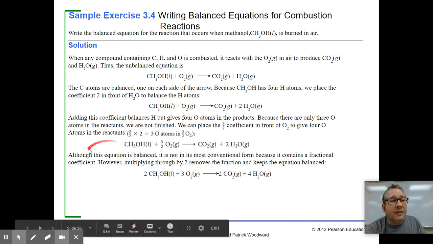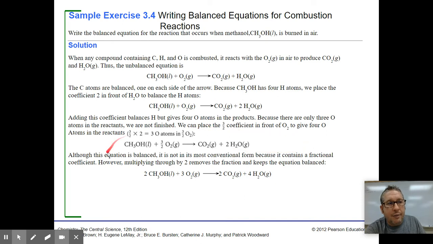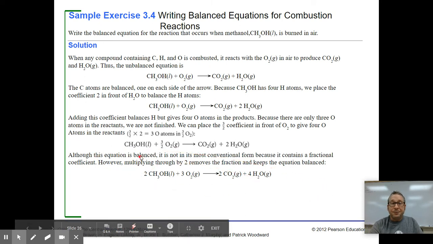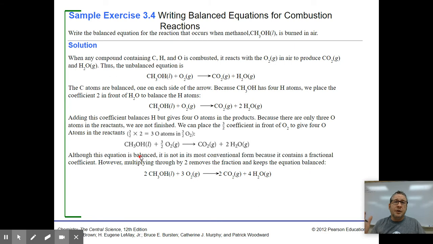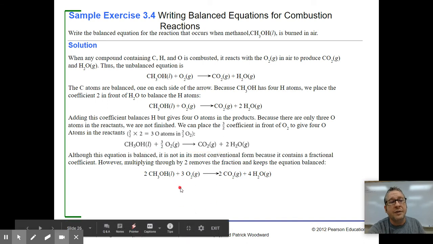So what happens is we can multiply this entire equation by a coefficient of 2. And when you do so, you place a coefficient of 2 here. It gets rid of that denominator, that fractional 3 halves, and puts a 3 here, a 2 in front of the CO2, and a 4 in front of the H2O. So you've placed coefficients in front of every single component of that equation. But you cannot reduce or simplify it any further because you have the O2 with a coefficient of 3.